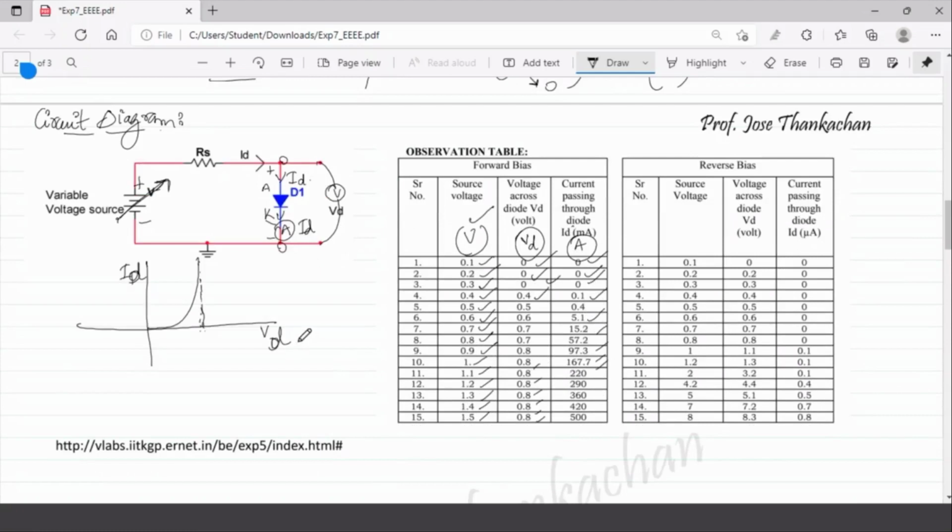What happens in the reverse bias condition? The reverse bias condition is we just connect it in the opposite way. That means we reverse the polarity of the supply. So minus, plus, minus and plus. We connect it like this. We remove this and connect it in this particular fashion. What will happen? Negative is now reaching the anode and positive is now reaching the cathode, which will make this a reverse bias condition. So in this reverse bias condition, what will happen if we increase the source voltage?